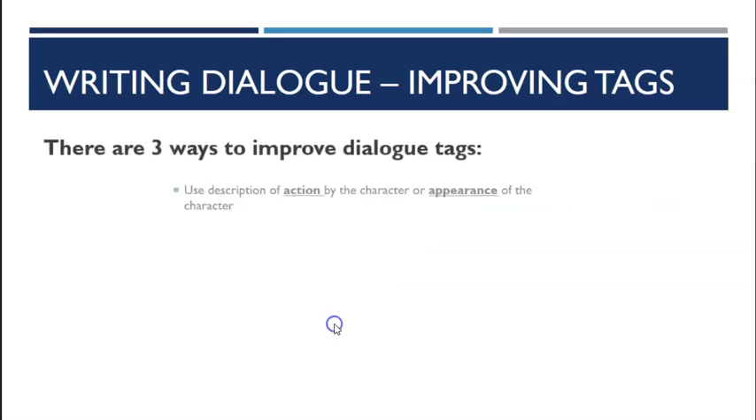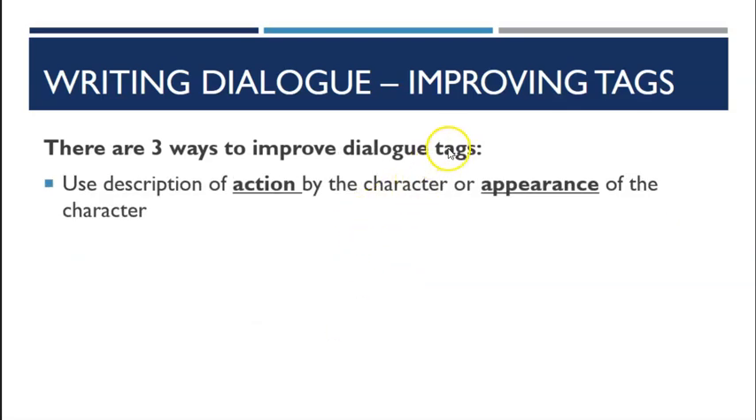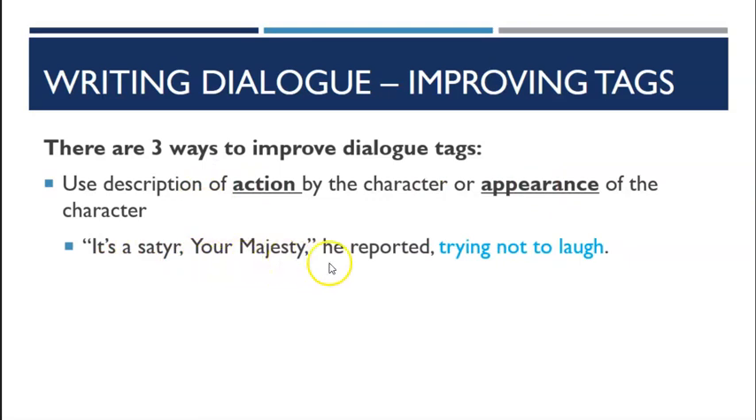The second way to improve your explanatory phrases or tags is by using description, right? We can describe what the character's doing, actions while they're speaking, or their appearance while they're speaking. So some examples of this: it's a satyr, Your Majesty, he reported, trying not to laugh. So again, in this case, trying not to laugh is a description of the appearance, the emotion of the character. We have an image in our head of maybe like, kind of like trying to hold it in and what that would look like, a little bit of a bobbing head. Maybe he's got his lips close together with a tight smile on his face, right?